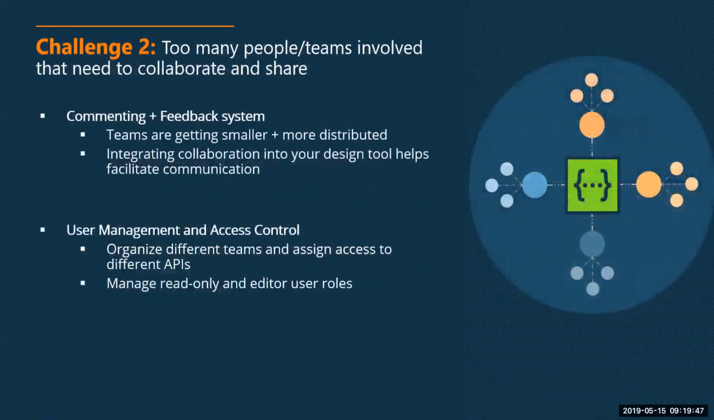Challenge number 2, there are connections between a lot of these challenges, but challenge number 2 is about too many people or teams involved that need to collaborate and share. Obviously if we're talking about scaling, then scaling up is going to involve more teams, more roles, more API specifications. So it can be helpful to have a commenting and feedback system at the design phase of your API process. Swagger Hub can help with that. There's some solid collaboration functionality, and it's very easy to leave comments on a specification, for example, on a specific line, and maybe tag one of your colleagues and leave a nice passive-aggressive comment there and say, hey, maybe take a look at this.